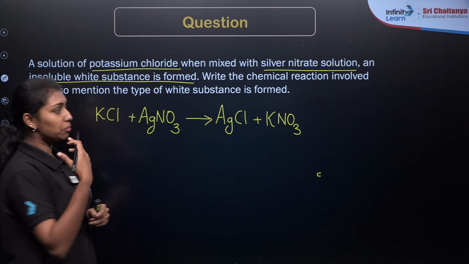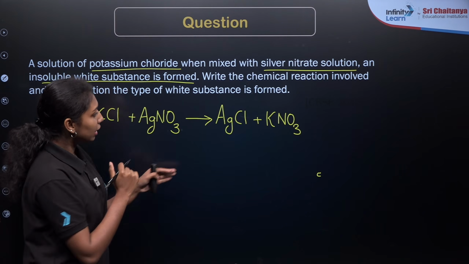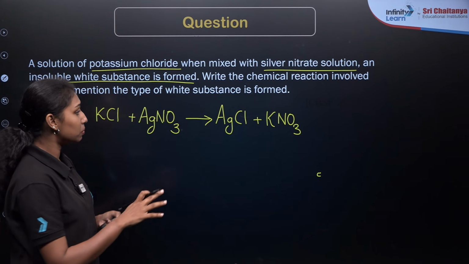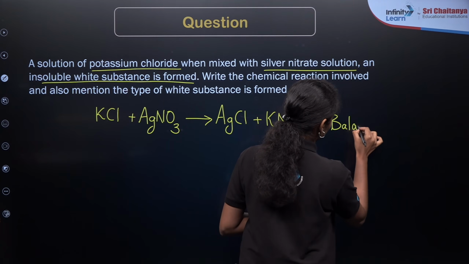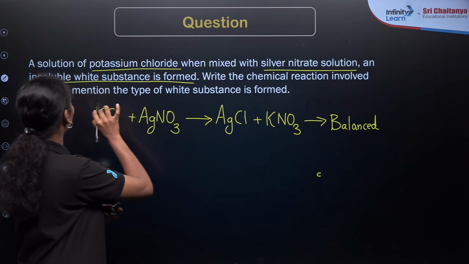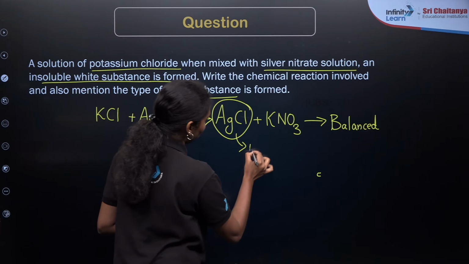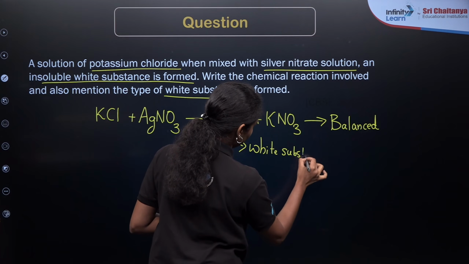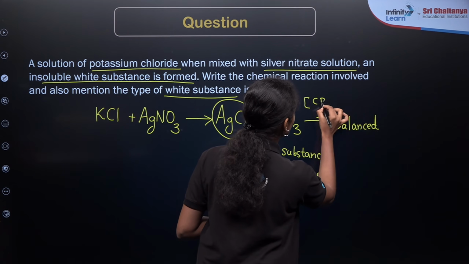Now is there any balancing needed? We need to balance the chemical equation. So as you can see over here, all the elements are balanced, right? Silver is 1 over here, nitrate is again 1, potassium is again 1. So this complete reaction is balanced here. Now we need to identify the substance which is produced as a white substance, right? So this silver chloride will be the white precipitate formed over here. And this question was repeated in the CBSE 2015.